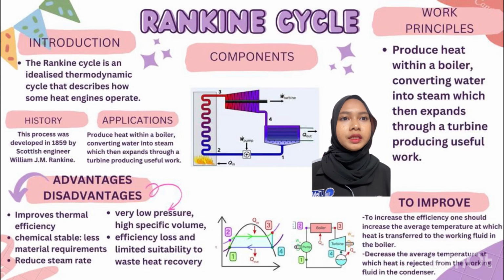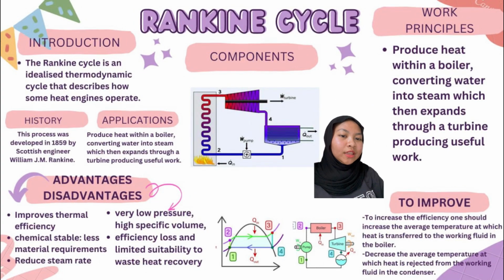Okay, the working principle is to produce heat within a boiler, converting water into steam, which then expands through a turbine producing useful work. Next, for the advantages and disadvantages of the Rankine cycle: the advantages are that it can improve thermal efficiency, it is also chemically stable so it requires less material, and it also reduces steam rate. The disadvantages are that the Rankine cycle has very low pressure and high specific volume, it also has efficiency loss, and limited suitability to waste heat recovery.